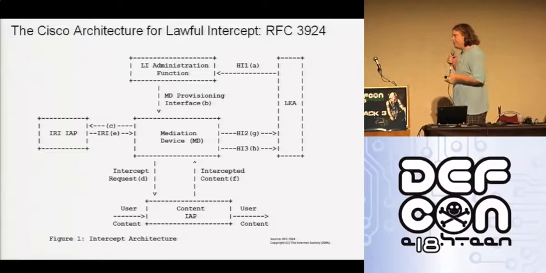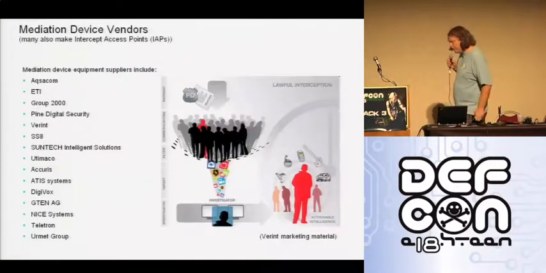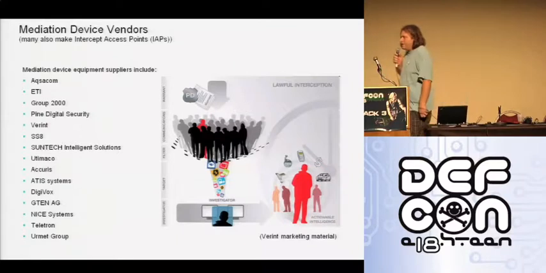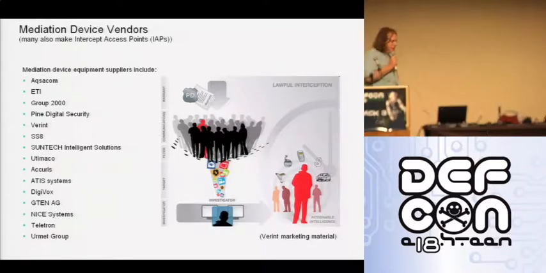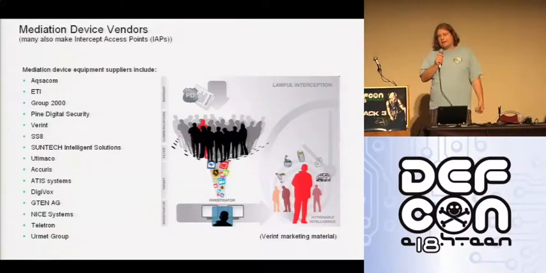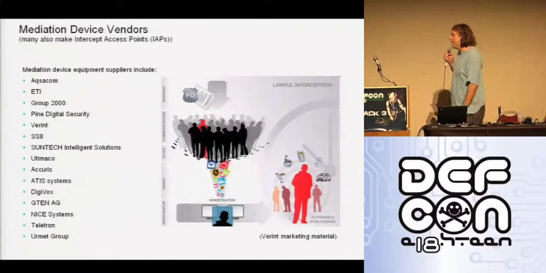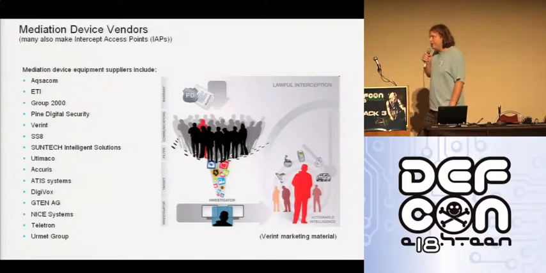So there's two kinds of, well, before I get there, I'm going to talk about mediation device vendors. This is just a partial list of vendors who make mediation devices that are compatible with the Cisco architecture for lawful intercept. So there's a bunch of different companies out there that make this technology. That picture is from one of the companies. They're called Verint. I picked their pictures out because they have really nice looking marketing material.